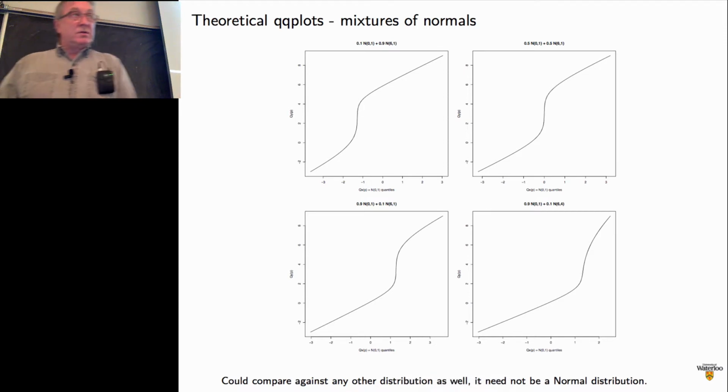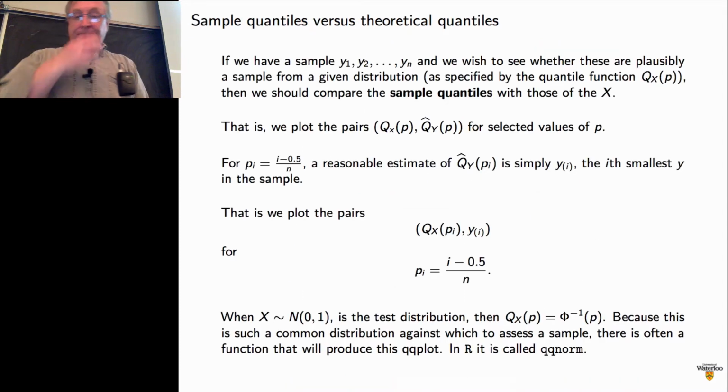Okay, so that's all just theoretical against theoretical. No data at all. But those are the canonical shapes that you want to be looking at. Any questions? Sort of where we ended last lecture.